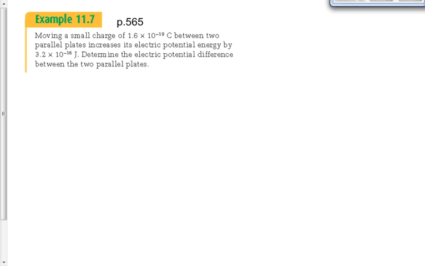Here's one example for us. 565, it says, moving a small charge of 1.6 times 10 to the minus 19 coulombs between two parallel plates increases its potential energy by 3.2 times 10 to the minus 16 joules. What's the potential difference between the two plates? Here's the charge. What's this? What's this? Yes? Good. It's delta E, not E. It's not energy. It's change in potential energy.